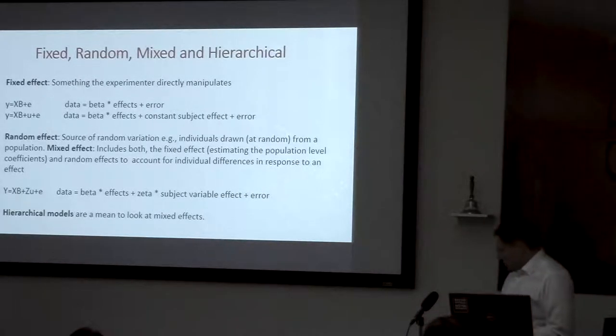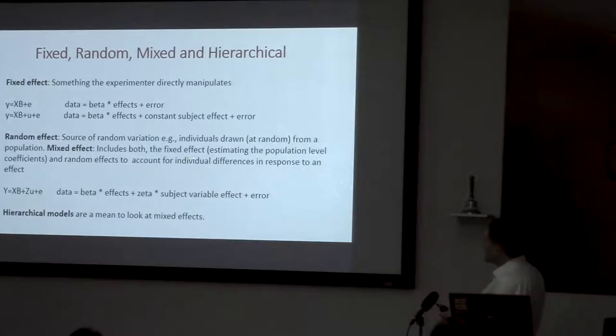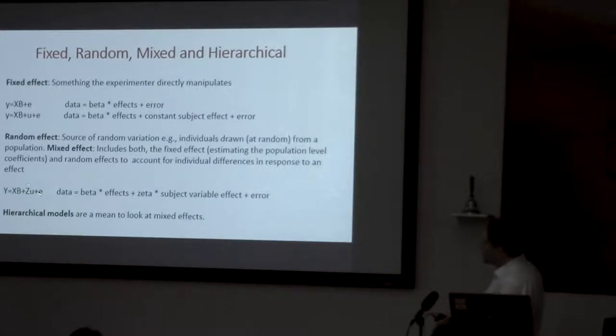Now, the other thing that you can often hear or read in papers is mixed effect, which is taken as similar to random effect most of the time, although this is not exactly true. Because the mixed effect includes both the fixed effect, so you estimate the population level coefficient, and your random effect. And so the model is this one, which means you have a coefficient as well for the subjects. And basically, hierarchical models are simply a way we're going to look at mixed effect.